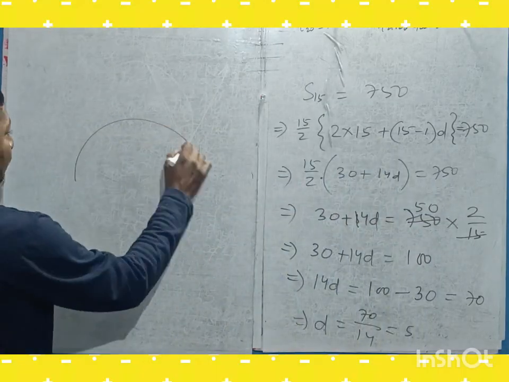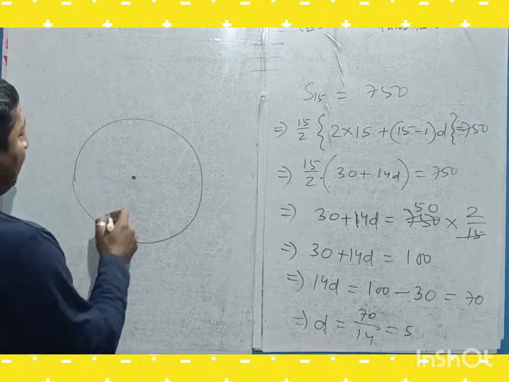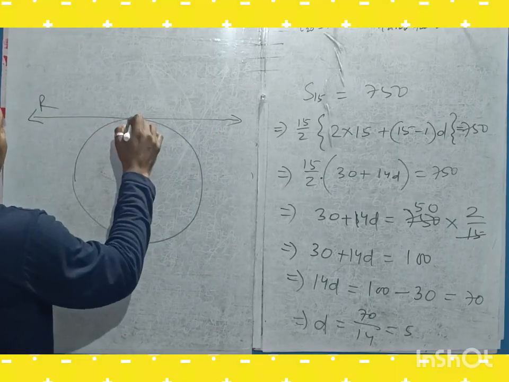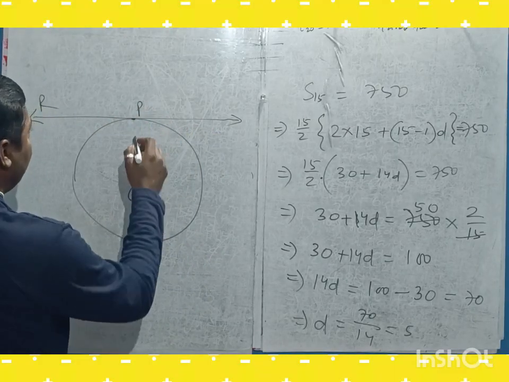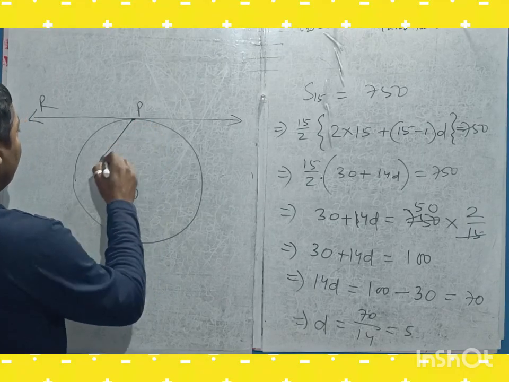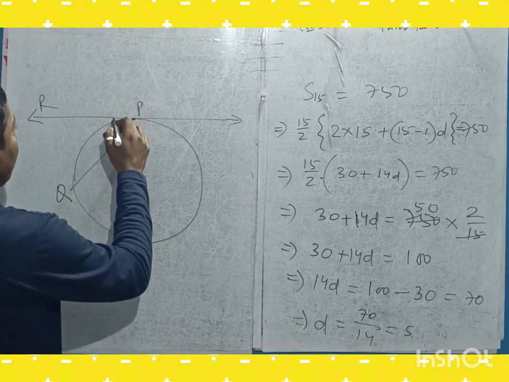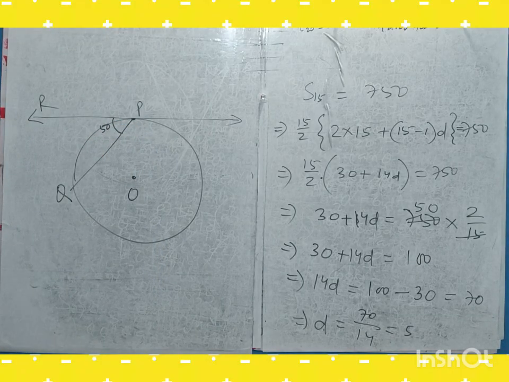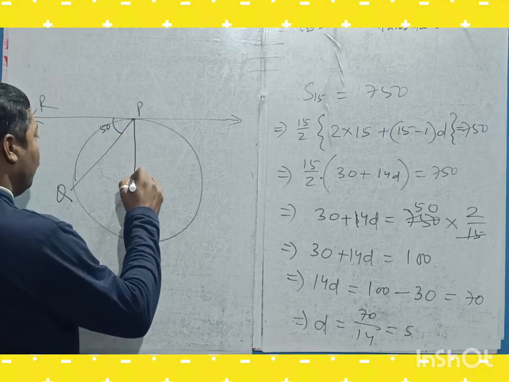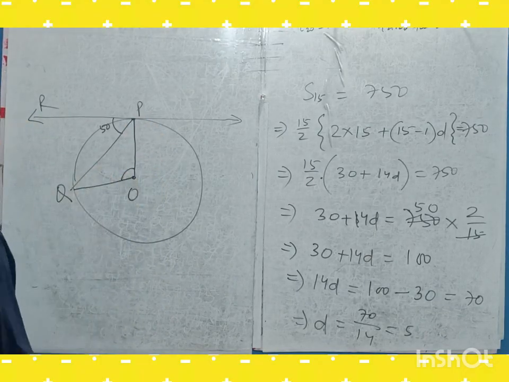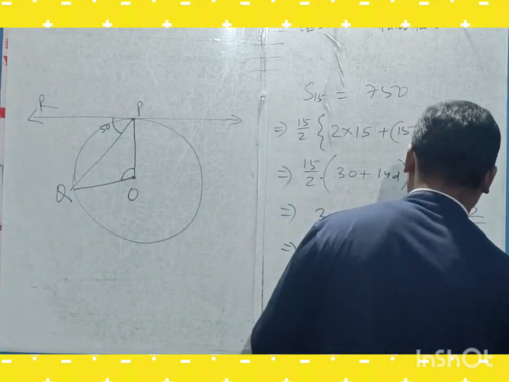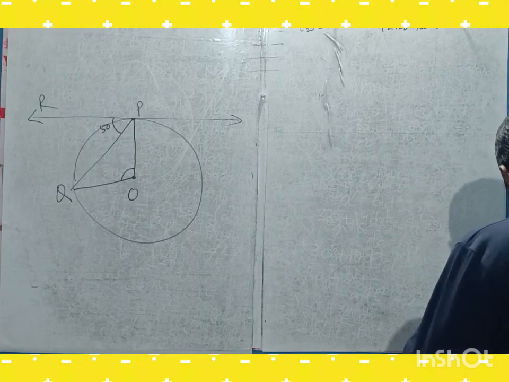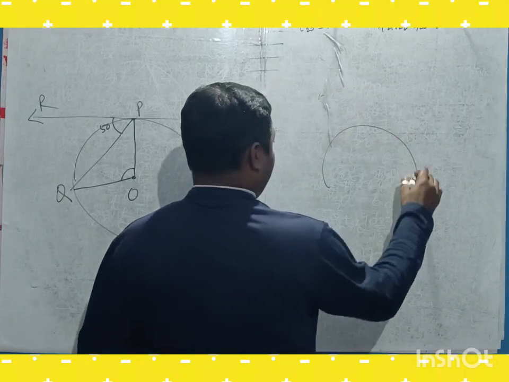Suppose this is a circle having center O, and this is a tangent R having the common point P, and this is a chord PQ making an angle with the tangent 50. This is the question. So you have to find out this POQ. This POQ. Okay. So before solving this problem, you have to know another thing.